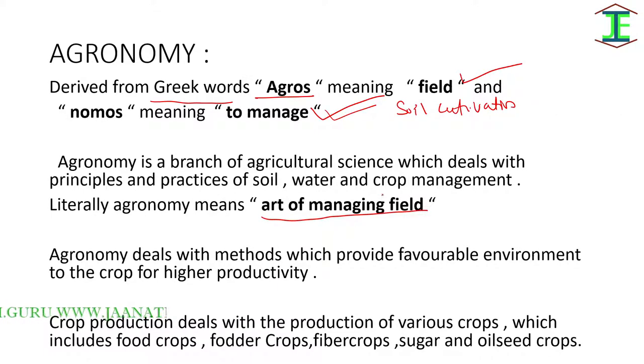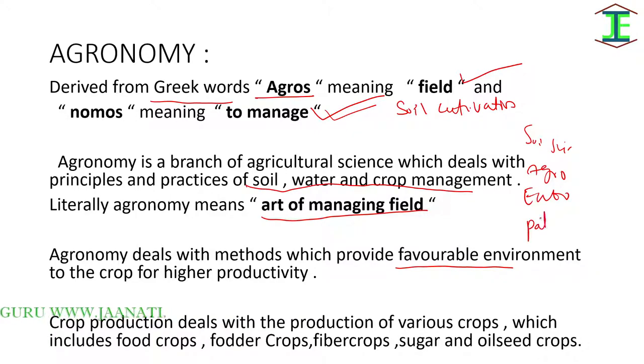This agronomy deals with the principles and practices of soil, water and crop management. And also agronomy deals with the methods which provide a favorable environment to the crop for higher productivity. Agronomy is one of the branches of agricultural science. Agriculture has so many branches like soil science, agronomy, entomology, pathology. So agronomy is one branch and it deals with the principles and practices of soil, water and crop management.